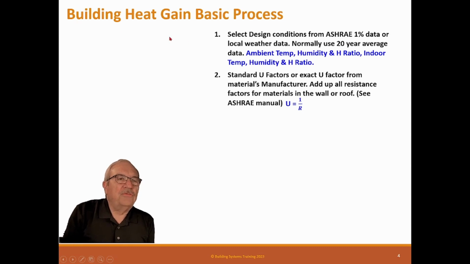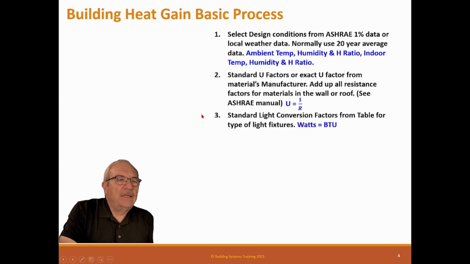So standard U factors are the exact U factor from the materials manufacturer, or you add up all the resistance factors for materials in a wall or roof construction. And then U is 1 over R. So if you've got the resistance, you just add them all up and divide 1 by that, and you get a U factor.